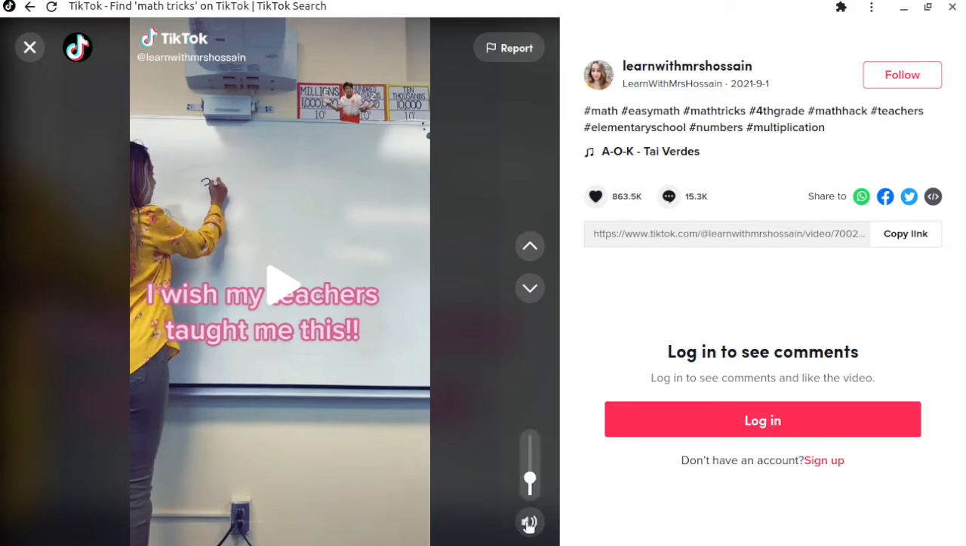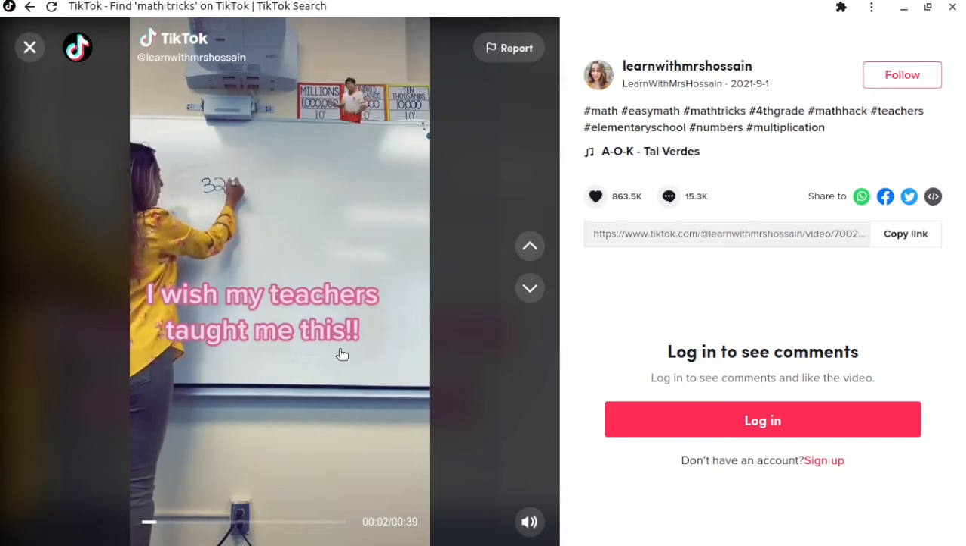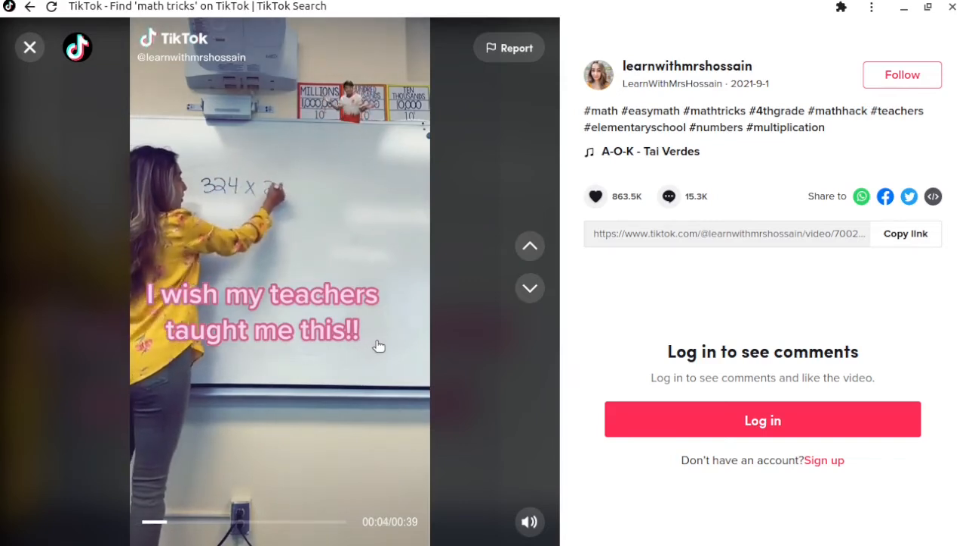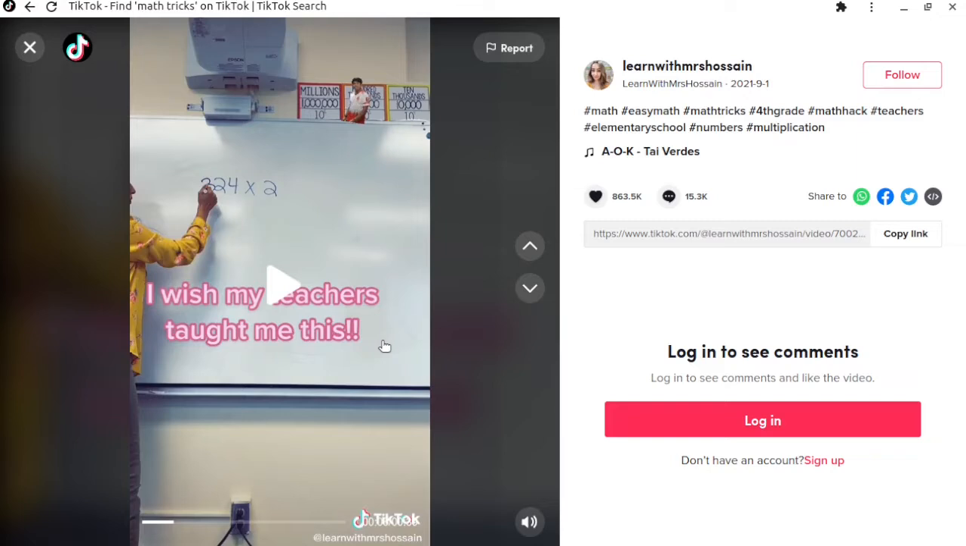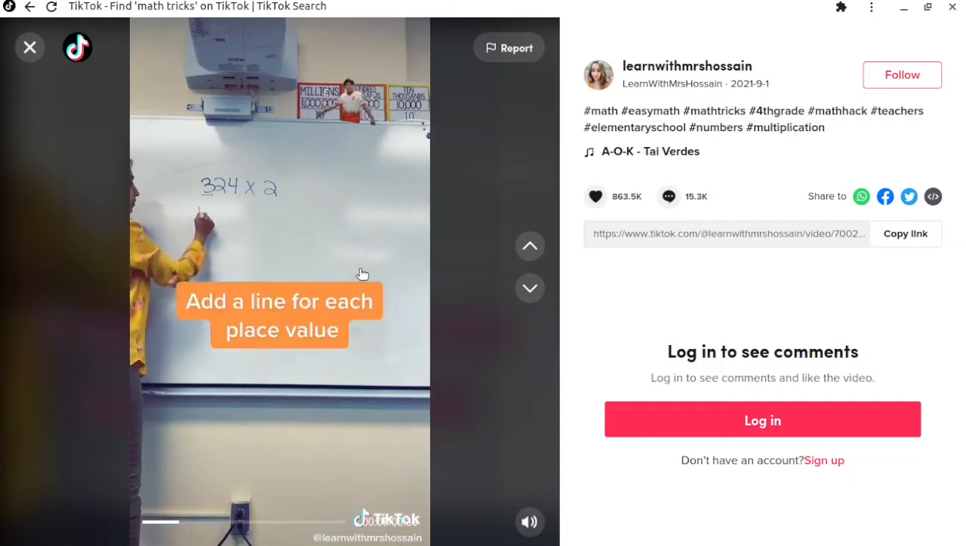All right, here's number 3. It says, I wish my teacher taught me this, so I'm really excited about this one. Let's go for it. Okay, trying to multiply 324 by 2 seems kind of straightforward and not that difficult. Let's see if it gets any easier.